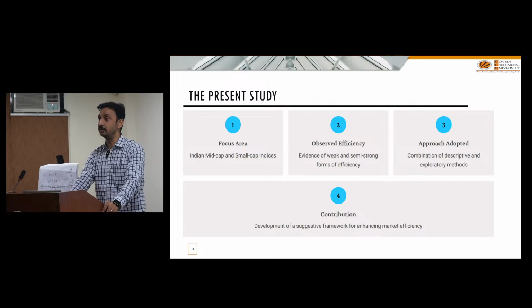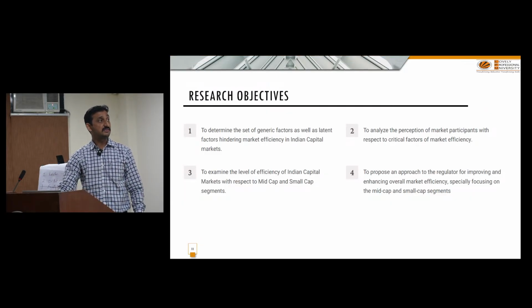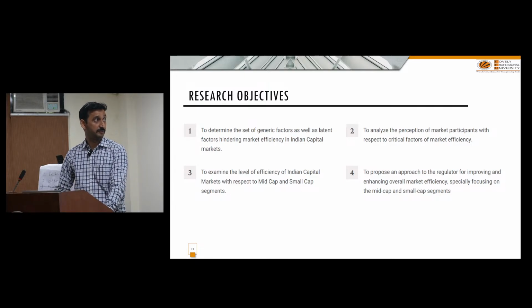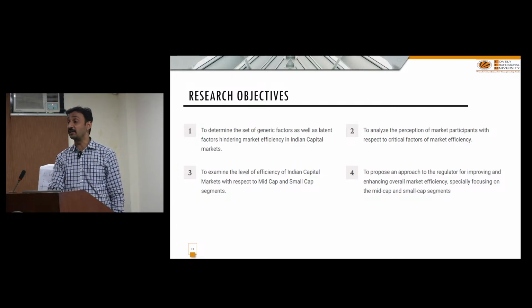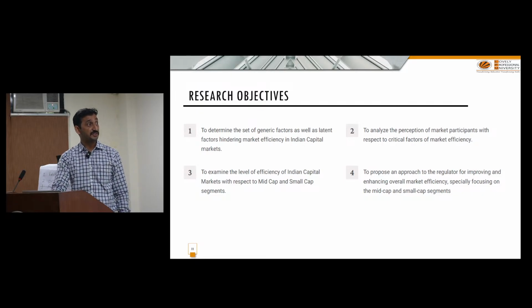Now I am coming to my research objectives. The first objective is to determine the set of generic factors as well as latent factors hindering the market efficiency of the Indian capital market. The second is to analyze the perception of the market participants with respect to critical factors of market efficiency. And the third is to examine the level of efficiency of the Indian capital market with respect to the mid-cap and small-cap segment.